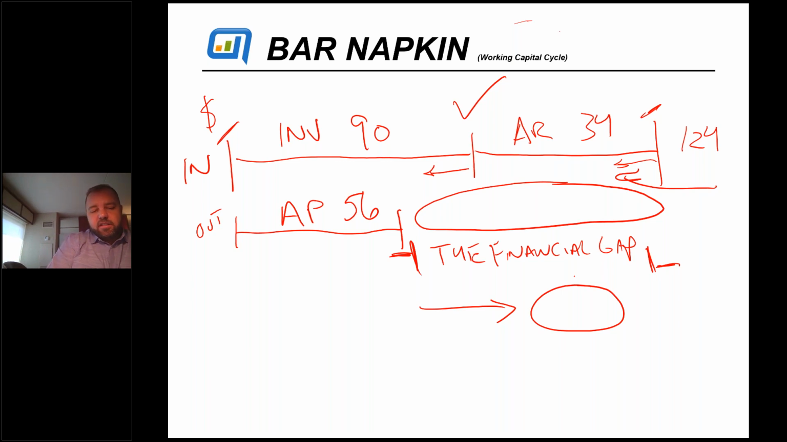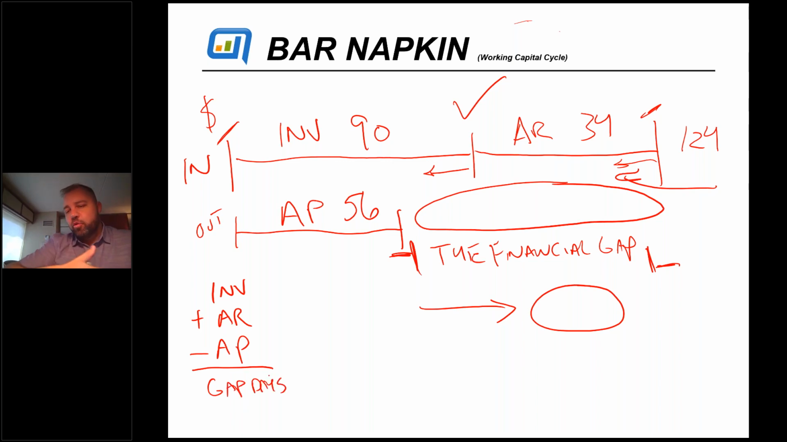Here's how you calculate it. You take inventory plus AR minus AP, and that equals gap days. You need money to run the business on the gap days. So you've got 90 plus 34 minus 56. In this case, it's 68 days. I need 68 days' worth of cash.